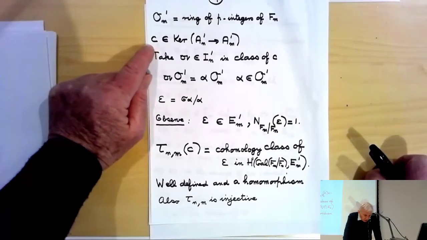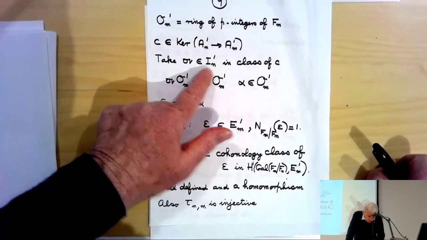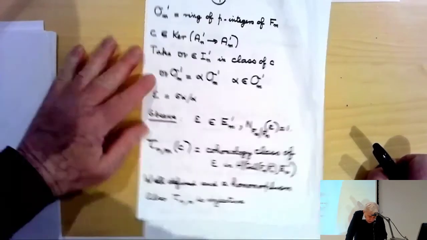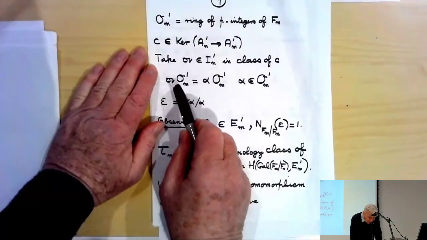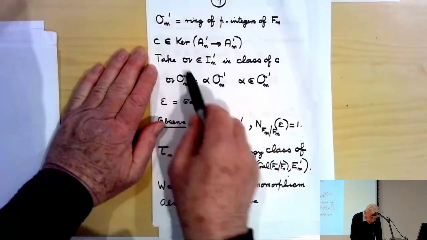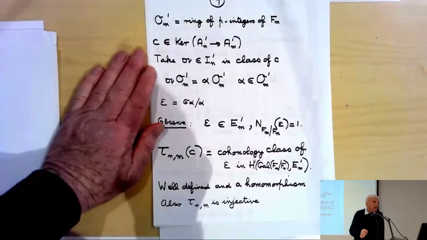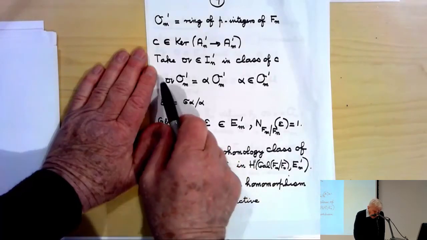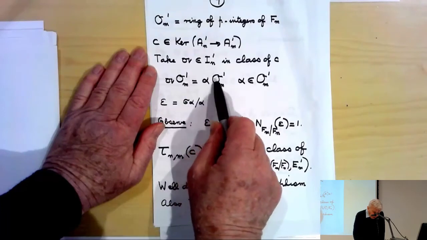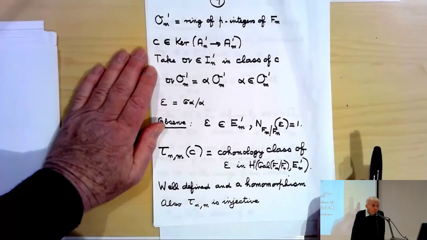So what does that mean in concrete terms? Well, let me take some ideal A in A n prime which belongs to the class of C. And then to say it's in the kernel means that when I go up and look at its image, the ideal it generates in OM prime, that's a principal ideal. So that means that A OM prime will be alpha OM prime for some alpha in OM prime.